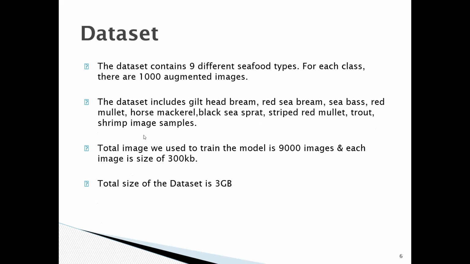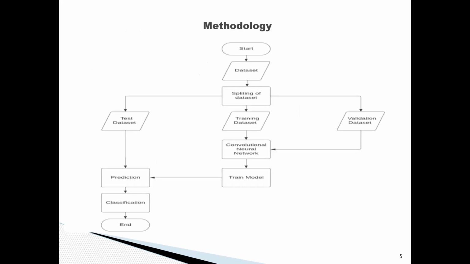Here are the different fish types that we have considered: gilthead bream, red sea bream, sea bass, red mullet, horse mackerel, black sea sprat, striped red mullet, trout, and shrimp image samples. Each image consists of 300 MB. The total set is about 3 GB. This is a description of the dataset.